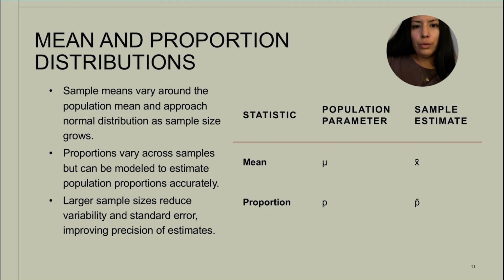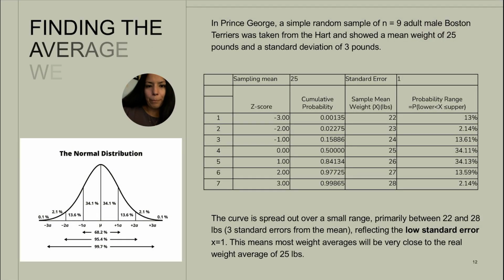There are two distributions that we look at. One is for the sample mean and the sample proportion. The sample mean varies around the population mean, and it approaches a normal distribution as the size grows. The sample proportion varies across samples, but can be modeled to estimate population proportions accurately. Larger sample sizes reduce variability and standard error, which improves precision of estimates.